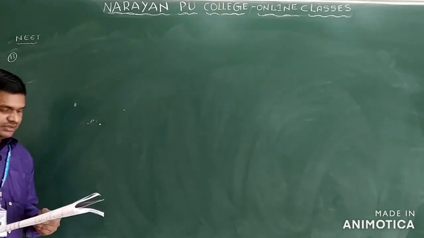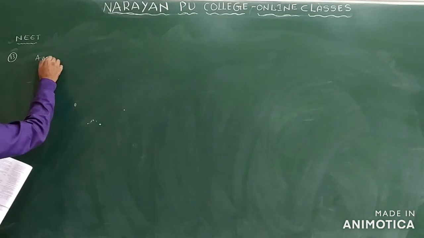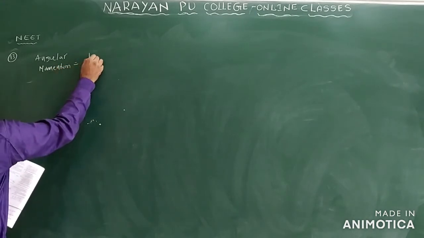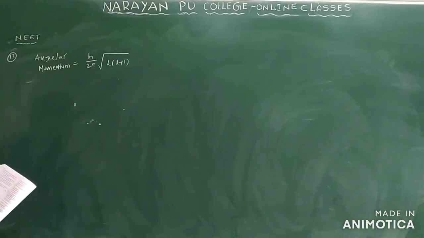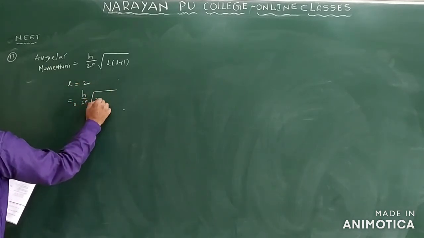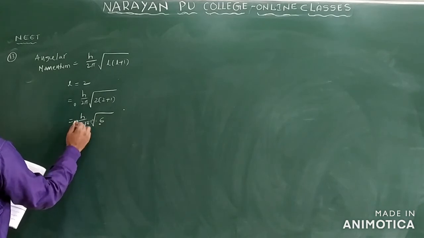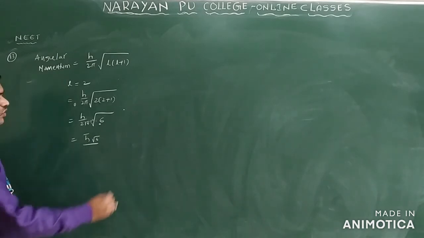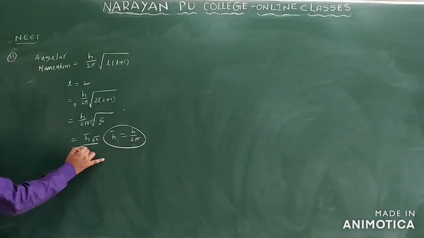See the next question, question number 13. The angular momentum of an electron in a d orbital is equal to. What is the formula of angular momentum? Angular momentum is equal to h/2π times the square root of l(l+1). For a d orbital, l is equal to 2. You can write here h/2π × √(2(2+1)). So you will write h/2π × √6, altogether ħ√6. What is ħ here? ħ is equal to h/2π. For the answer, we will take option 3 for this question.